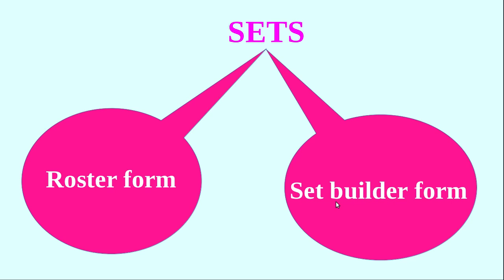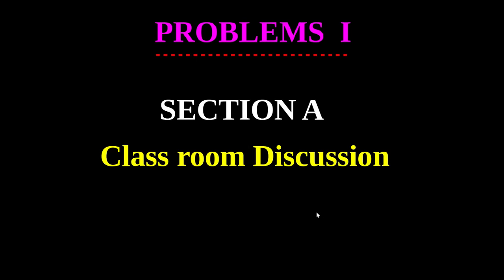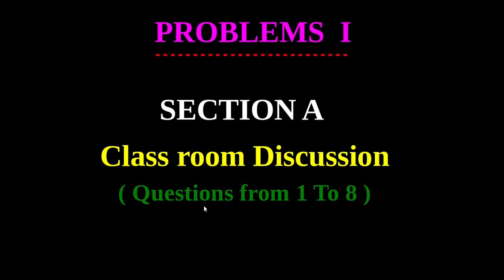In set builder form, a set is represented by stating the single common characteristic property possessed by all the elements of the set. Today, we are going to do some problems relating to this section. Section A, I mean classroom discussion. Today we are going to do 8 problems. All problems deal with conversion of roster form into set builder form and set builder form into roster form.